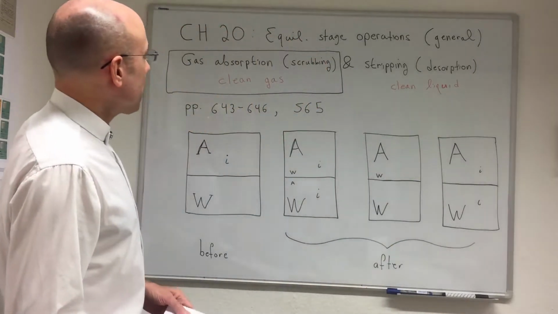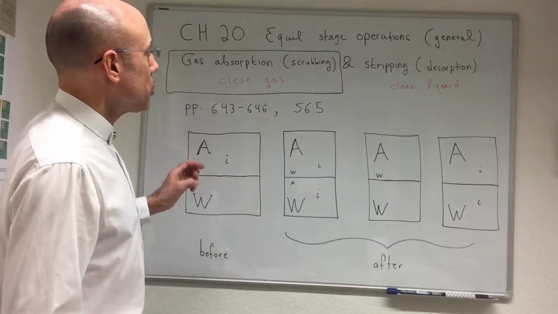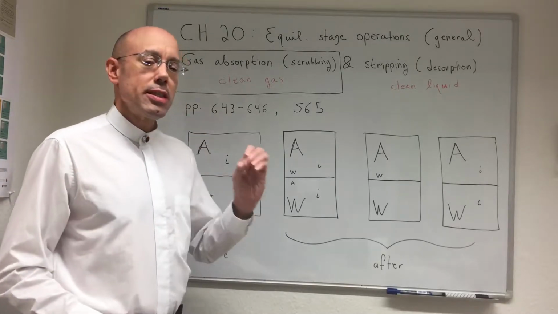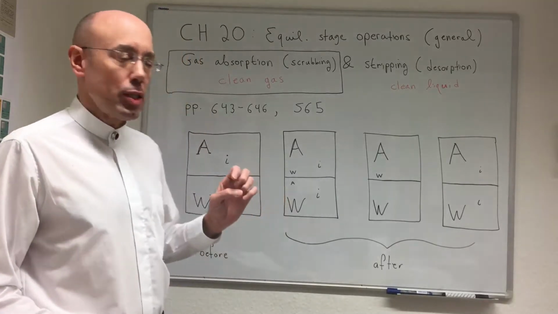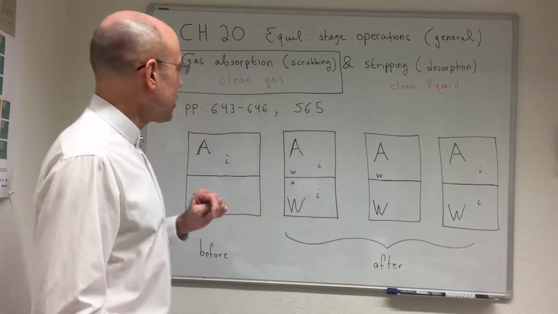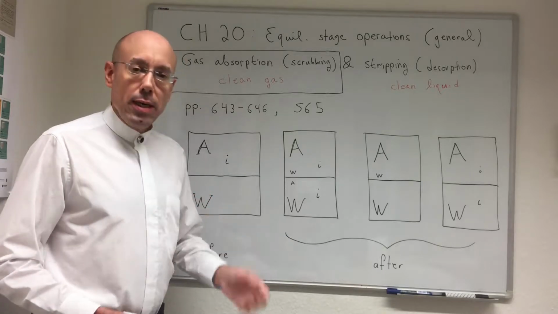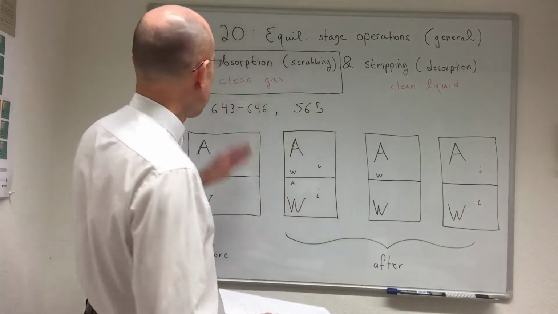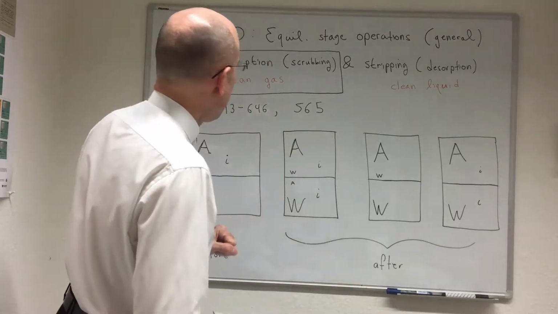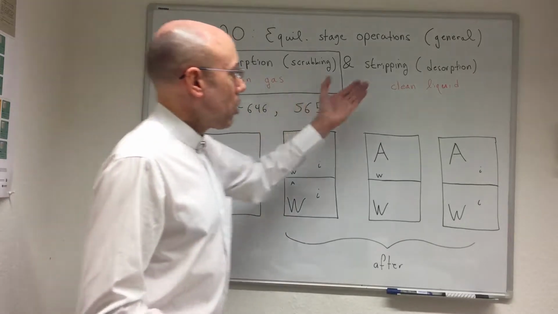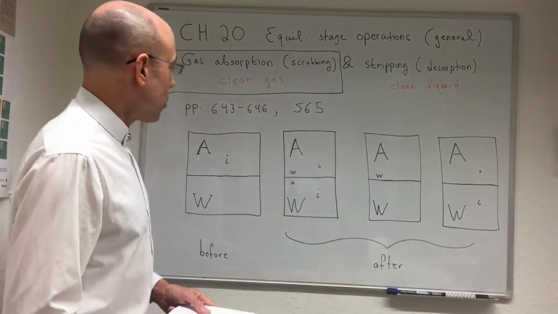So this chapter, chapter 20, is a general introduction to equilibrium stage operations, which is the stage-wise contact I was mentioning in the very first lecture. But what it really is our look at the first separations process we're going to be dealing with, which is gas absorption, gas scrubbing, and as a follow-on, stripping or desorption.